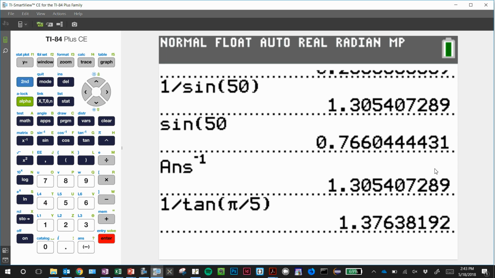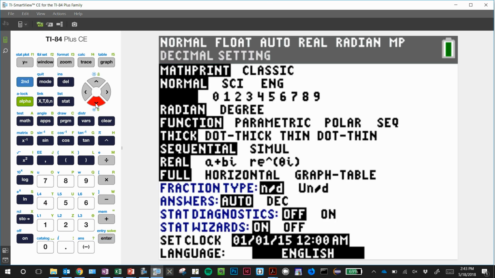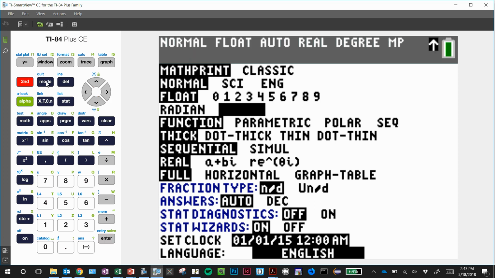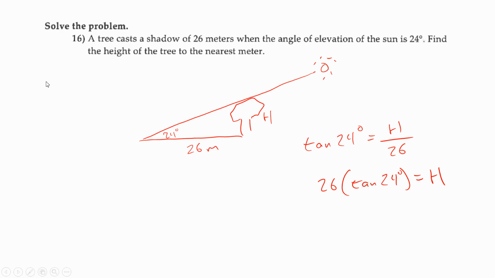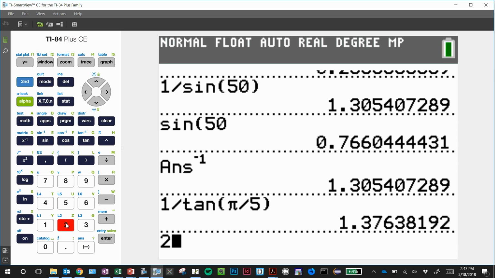In our calculator, I believe we're in radians again, so go back to degrees. Second quit. And what do we have here? 26 times tan 24.